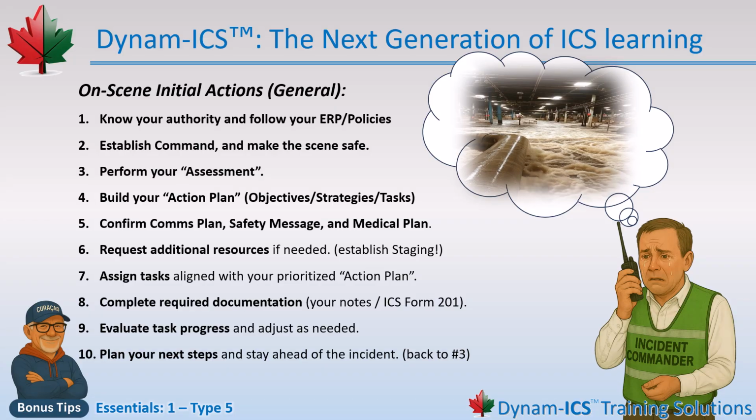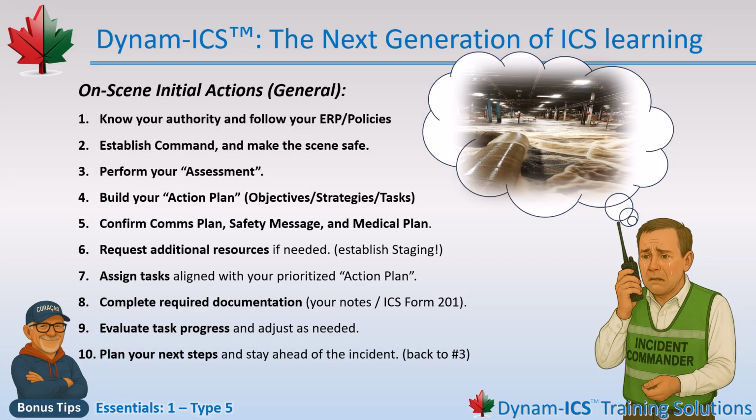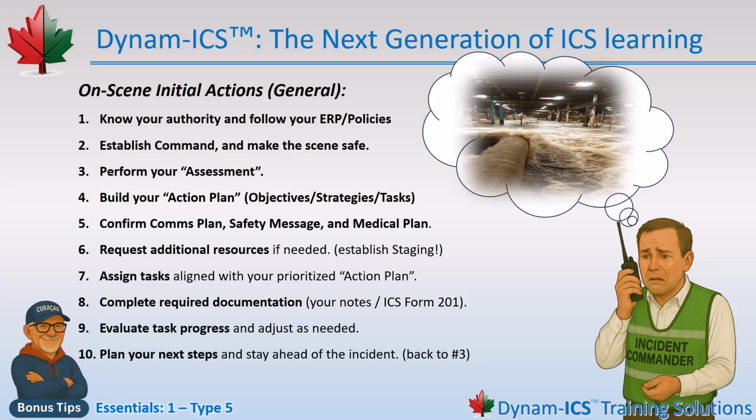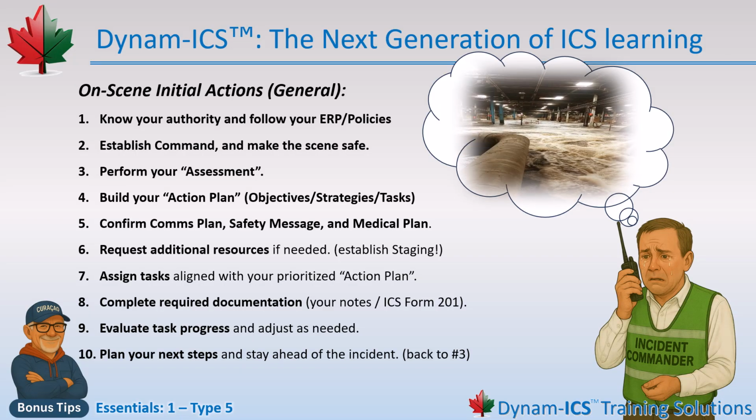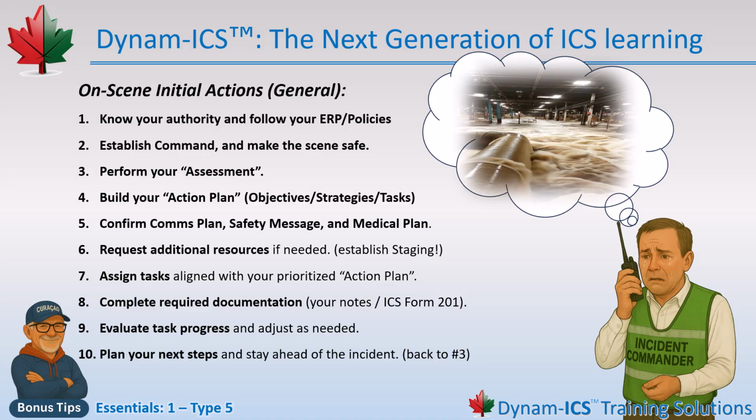Step 3. Perform your assessment. What's happening, what's threatened, and what needs immediate attention. This is your ICS moment. Saving lives, stabilizing the incident, and protecting property and the environment. That's your top 3 priority filter every single time. Step 4. Build your action plan. Identify your objectives, decide on strategies, determine your resource requirements, and outline the tasks needed to make it happen. Don't overcomplicate it. Clarity beats complexity every time.